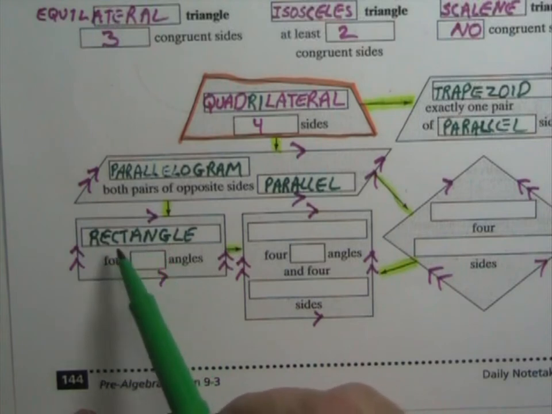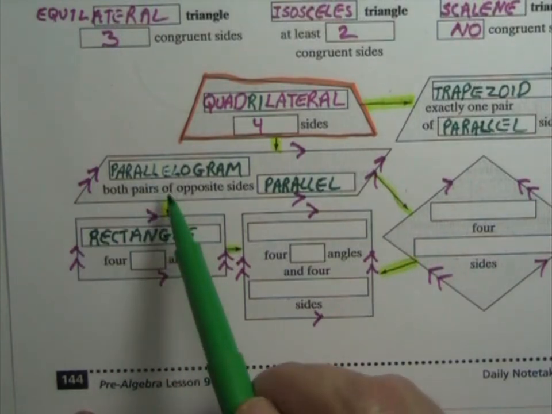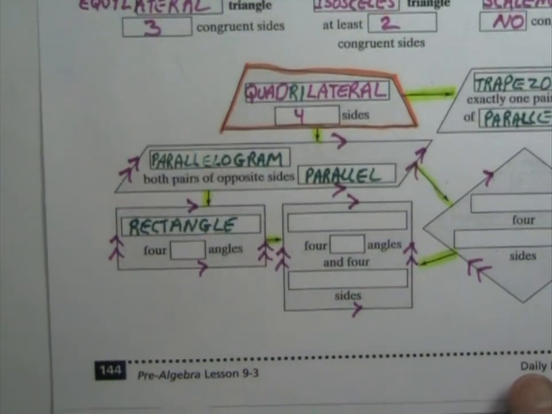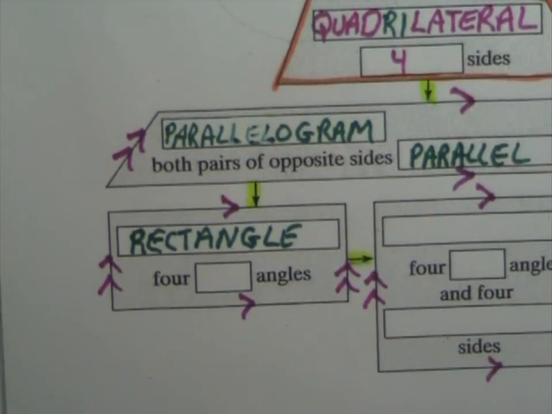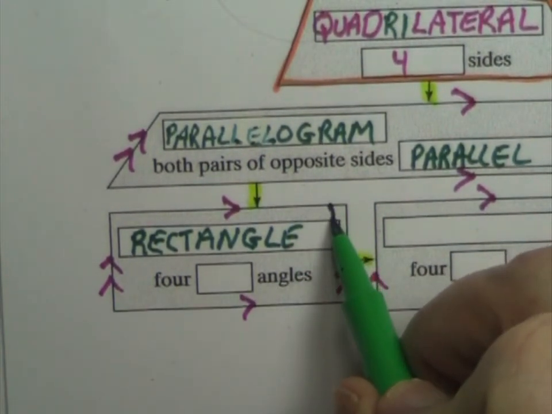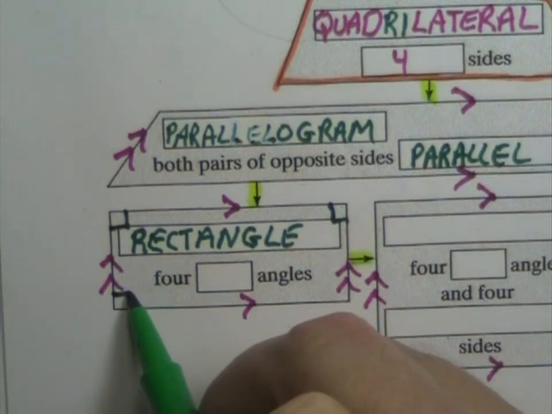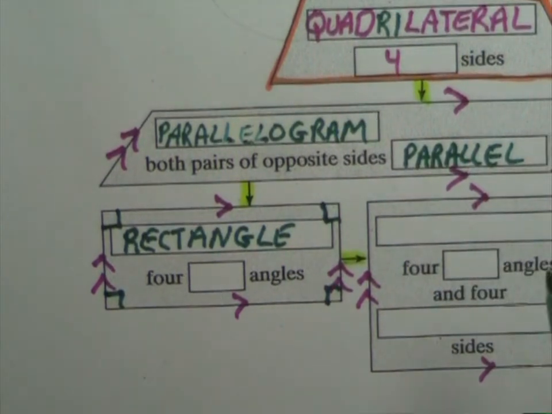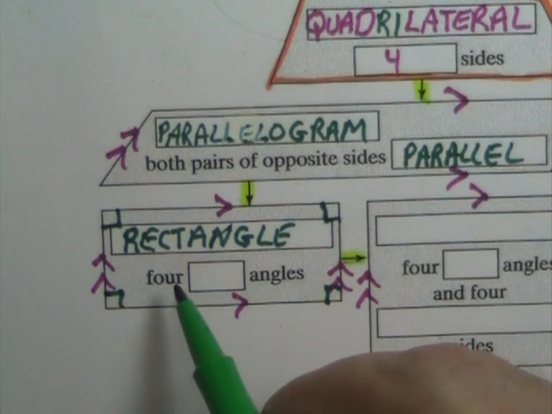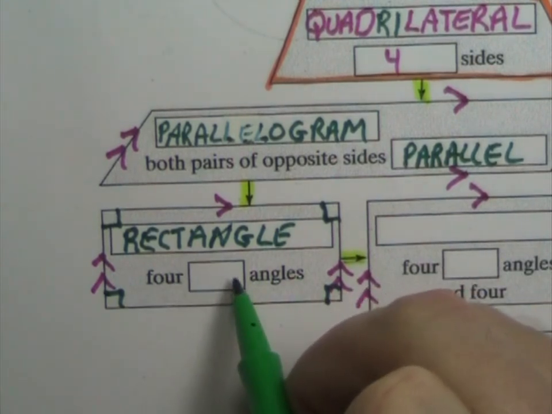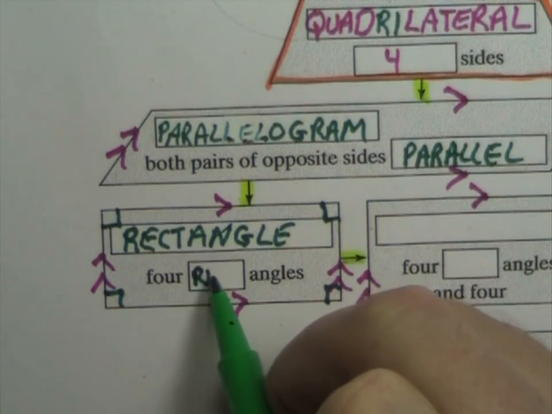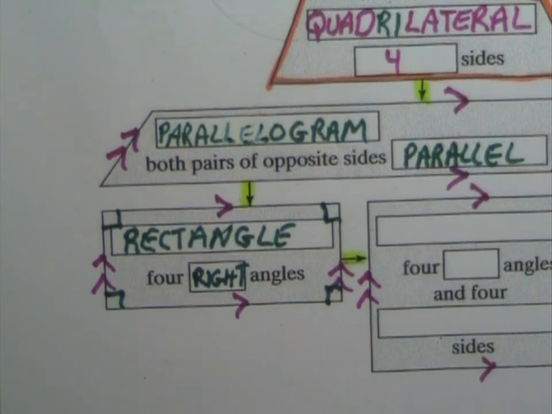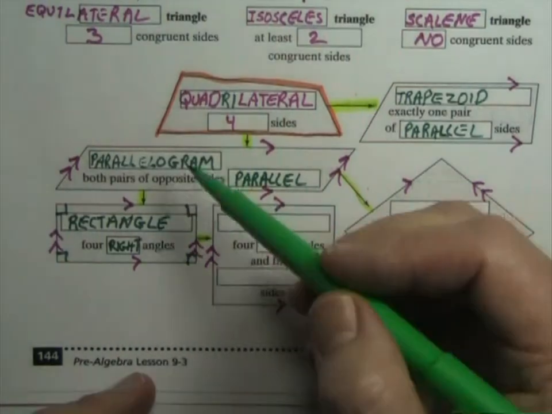Now this one down here, this is a rectangle. So it's a type of parallelogram. And what makes it different, or what makes it a rectangle, is that it has right angles. It has 4 90-degree angles. As a matter of fact, it's a parallelogram that has 4 90-degree angles, or you could say 4 right angles. Okay, so that's this one here.